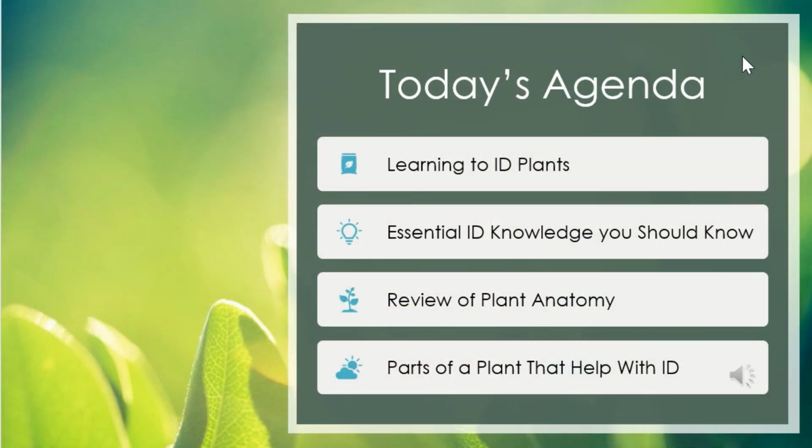During this presentation, we're going to learn more about how to identify plants, the essential ID knowledge you should know, reviewing our basic plant anatomy, and understanding parts of a plant that help with ID.